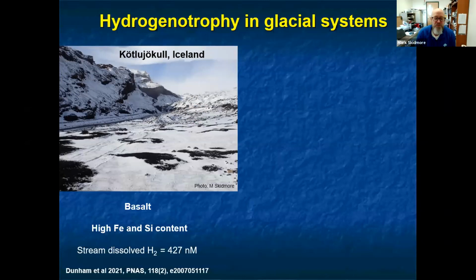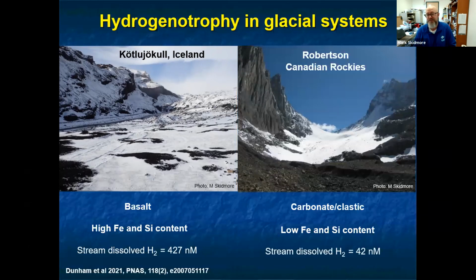So just to finish off, stimulated by John Telling's paper and thinking about hydrogen as this source, then thinking about hydrogen entropy in glacial systems. So this is Biogeochemical in Iceland, so it's on basalt. Those rocks have high iron and silica content, and as Martin mentioned, one of the other ways that you can generate hydrogen is iron 2 can react with water to also liberate some hydrogen. High dissolved stream concentrations of hydrogen at 427 nanomoles. Then Robertson Glacier, we've just seen earlier, different types of rocks, low iron and silica, an order of magnitude lower stream dissolved hydrogen.